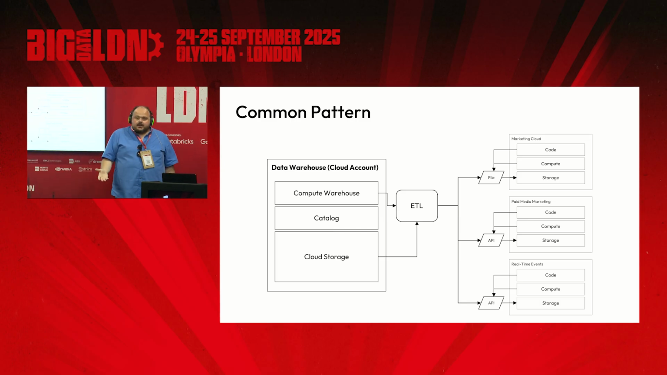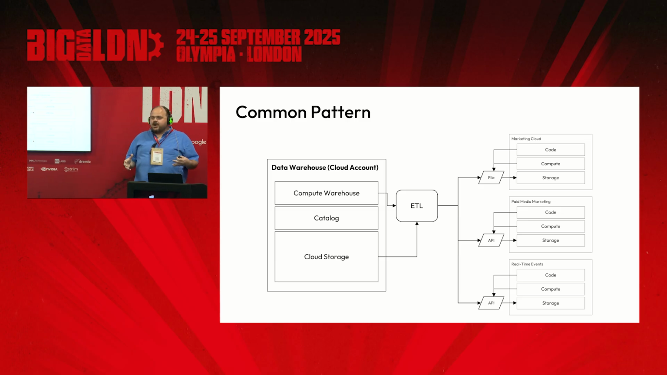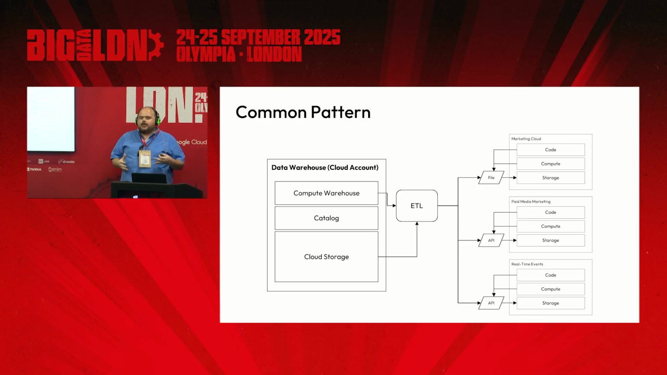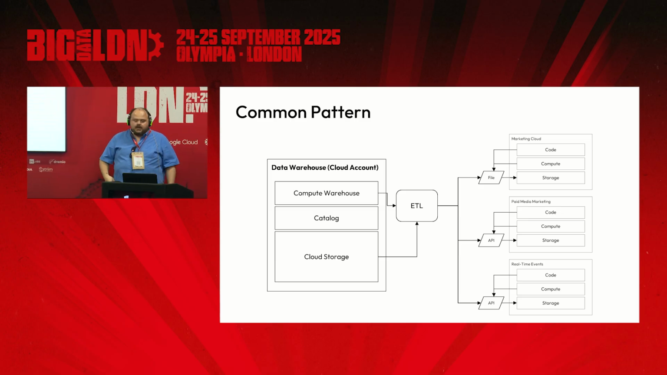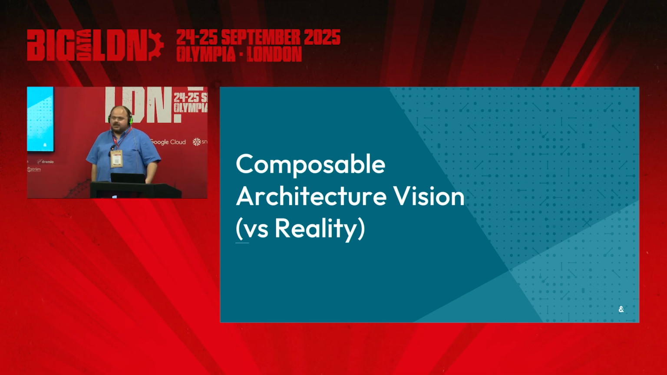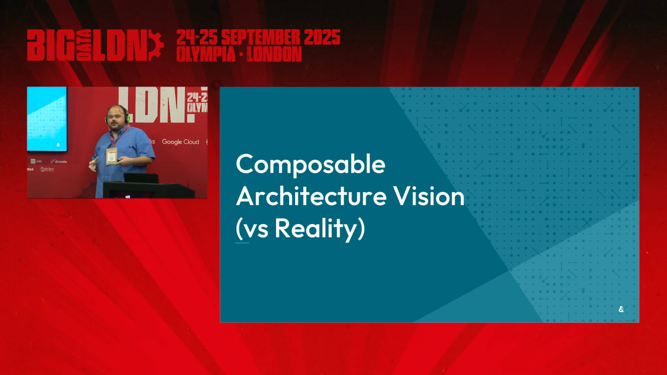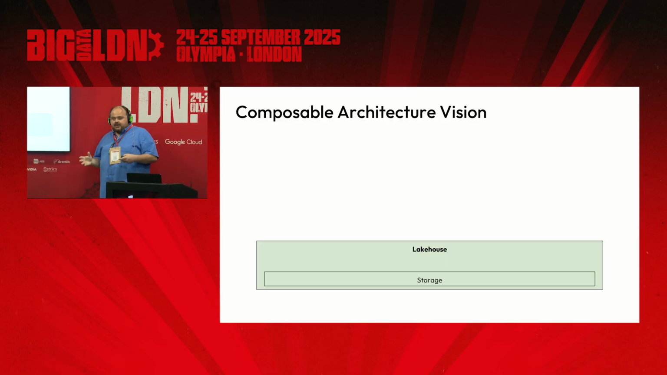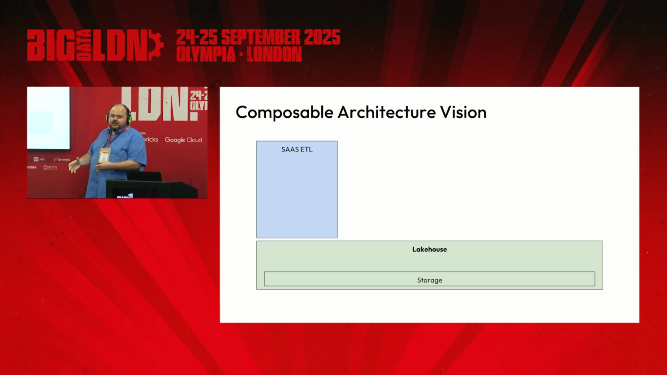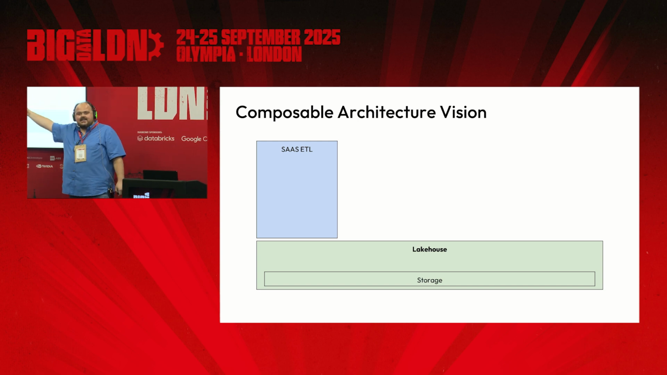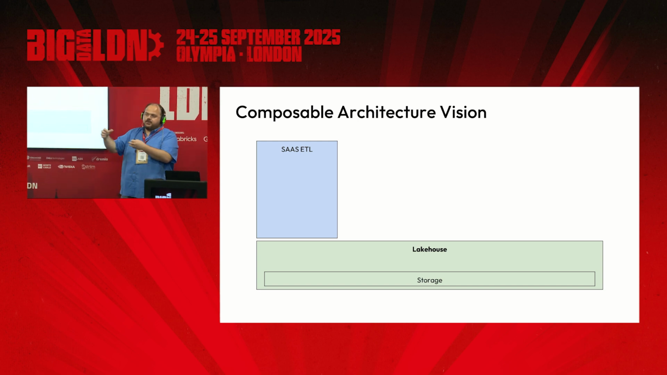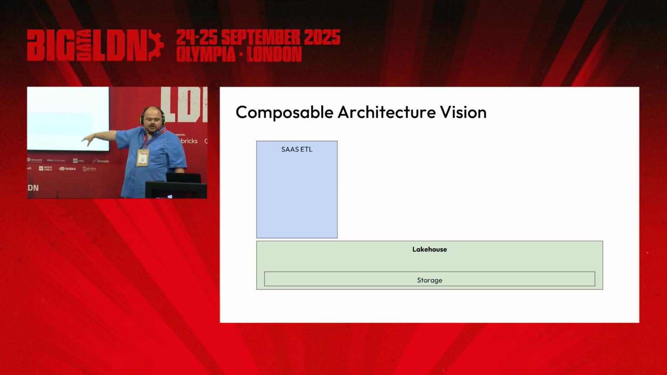So the Lakehouse architecture is the solution to this problem, or at least a really great opportunity to make this better. Let's talk a little bit about composable architecture and the vision behind it. You have your Lakehouse, and it has its storage. Now you want to use applications, and for this example, we'll say a SaaS ETL tool to pull data from all your source systems and populate your data lakehouse.